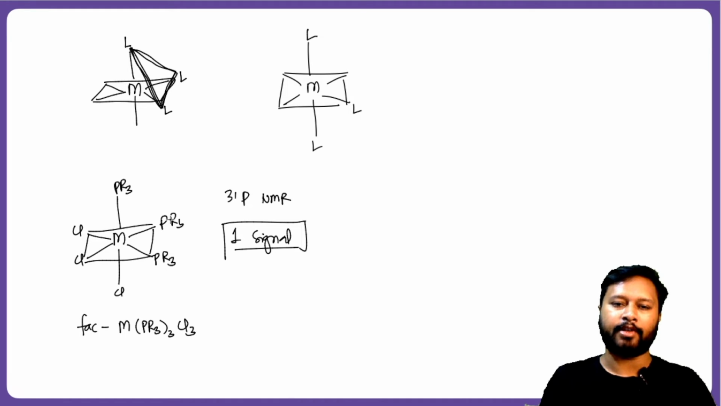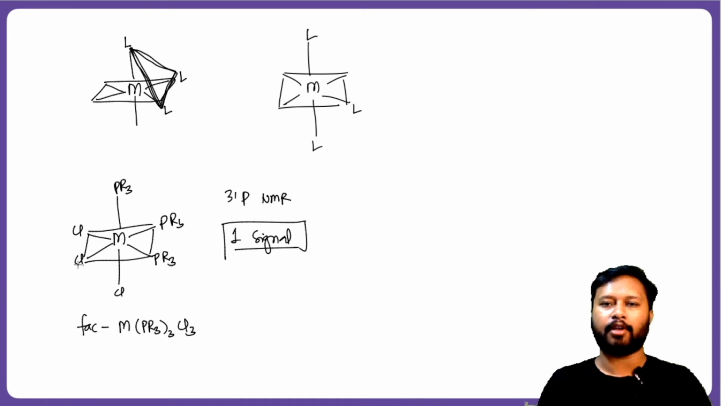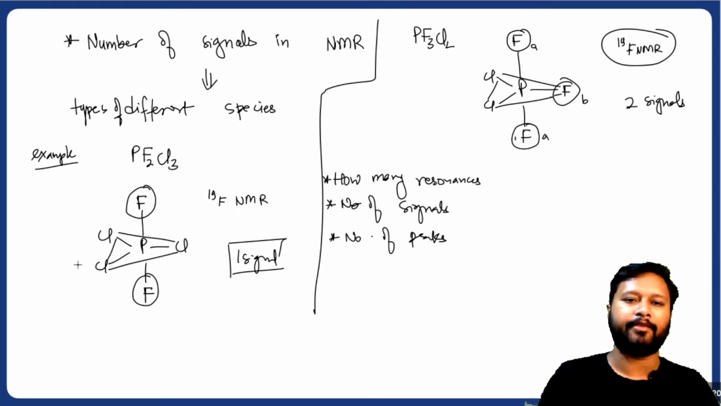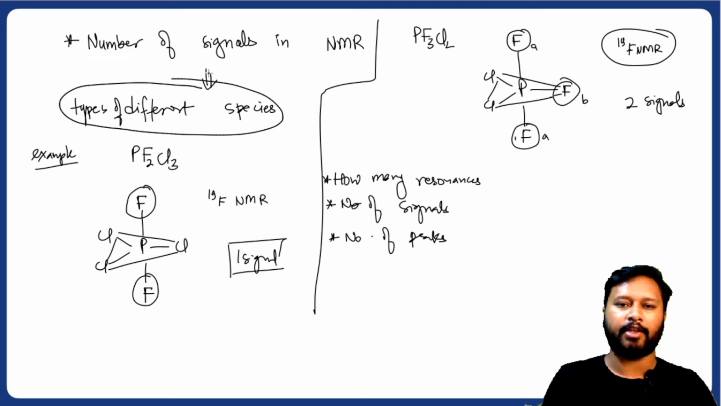Now this phosphorus is again cis to 2 phosphorus, these 2 phosphorus and these 2 chlorine, and trans to 1 chlorine. So the chemical environment is the same, and that's how you are going to see. So basically the number of signals which we have seen, that is the type of different species, is indirectly telling you about the chemical environment.